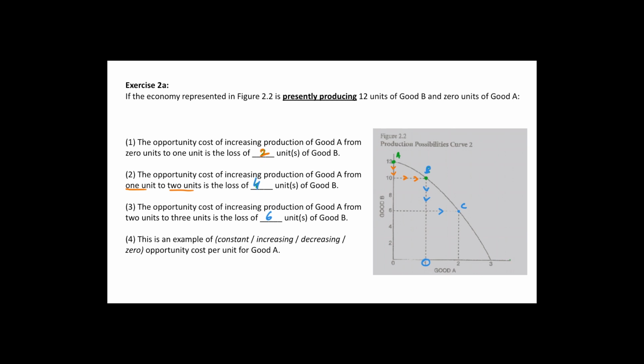What's happening to your opportunity cost as you're making more of good A? It's going from opportunity cost for the first unit you gave up 2, second unit gave up 4, third unit you gave up more. It's called an increasing opportunity cost curve. This shape of the PPC is called an increasing opportunity cost curve because you are giving up more and more as you are making more of good A.